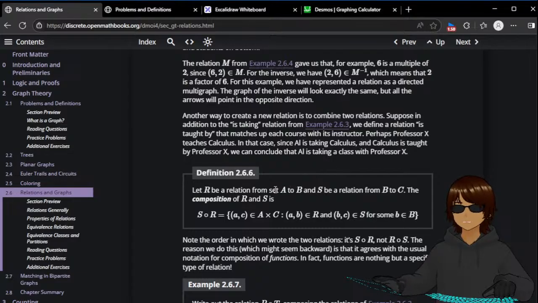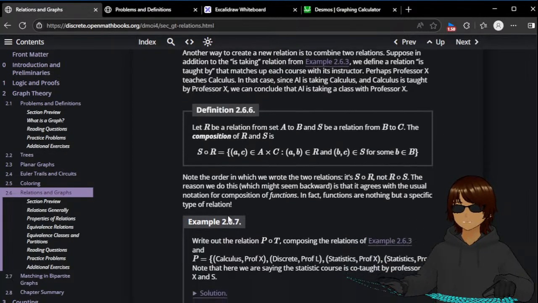Let R be a relation from set A to B, and S be a relation from B to C. The composition of R and S is a subset of A times C. (a, b) is in R, so R will contain (a, b), S will contain (b, c), and then (a, c) is in the composition.